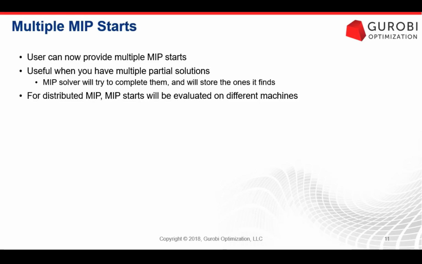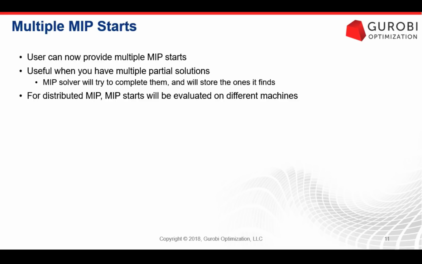What's the advantage of providing multiple MIP starts? Well, truth is, if you have multiple MIP starts and you know that they're all feasible and you know the objective values for all these starts, it's actually probably just as good to take the one that has the best objective value, specify that as a single start rather than giving multiple starts.